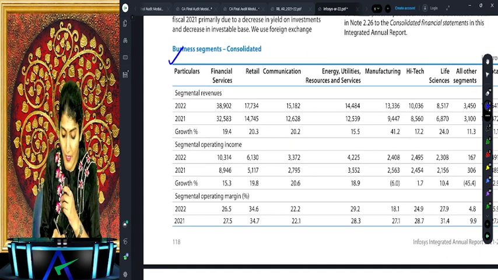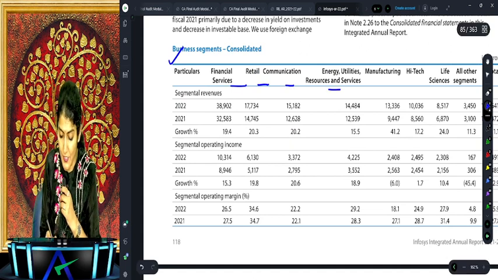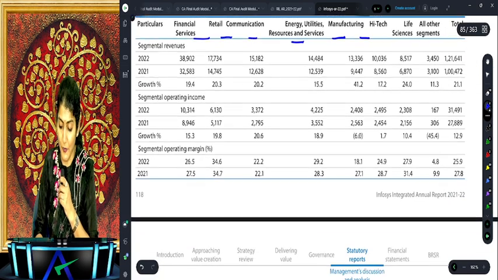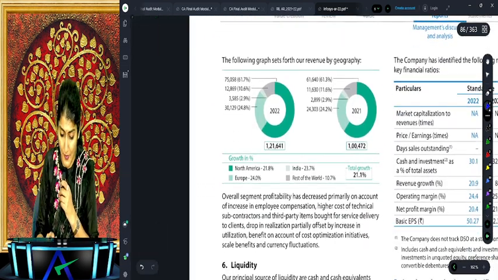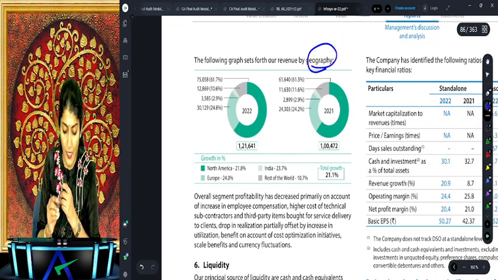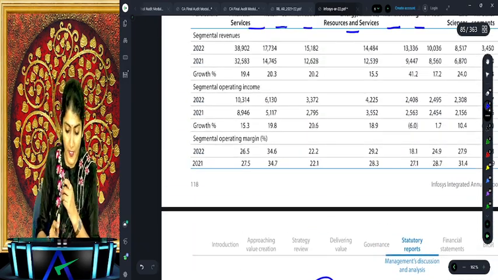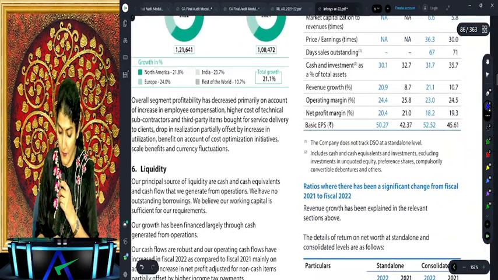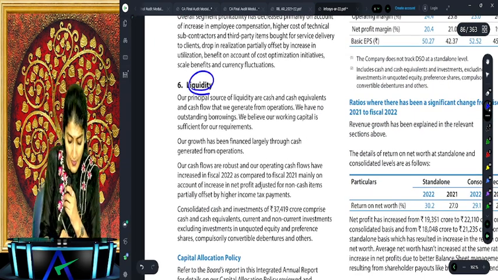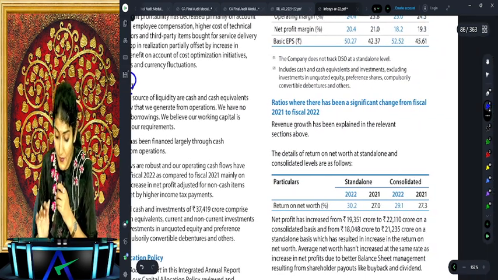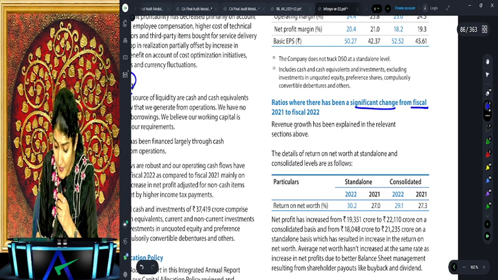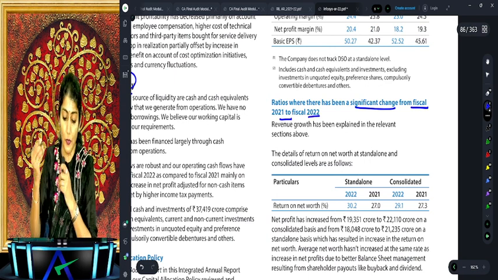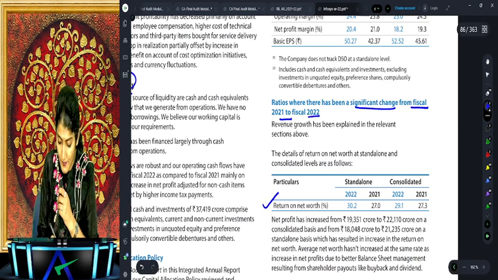So again, they have to give the geographical segments and the business segments, right? So here first they have given the business segments: financial services, retail, communication, manufacturing, life sciences, all other segments. And also they have given the geographical segments. Then they've also talked about the liquidity of the company. Then ratios, where there has been a significant change from fiscal year 21 to 22, right? So which ratios has there been a change in?